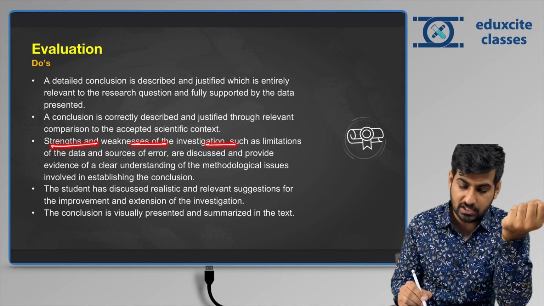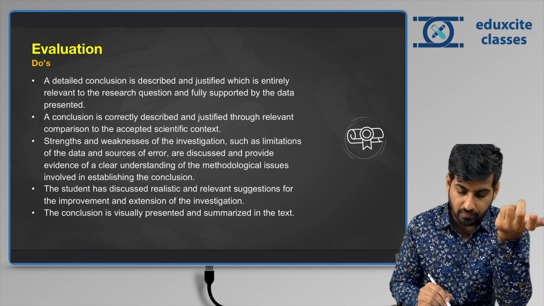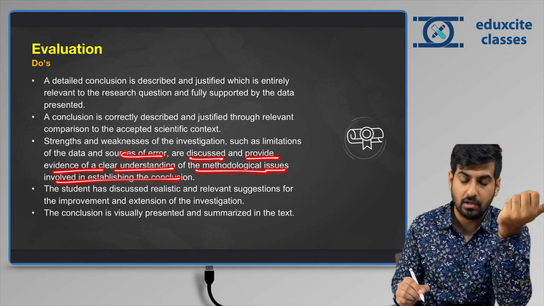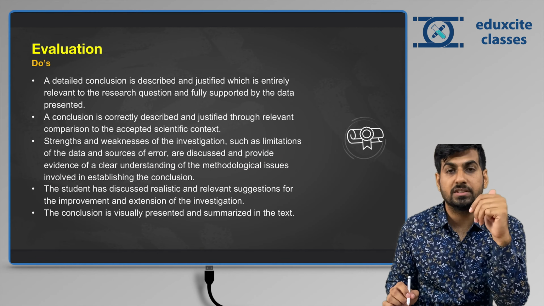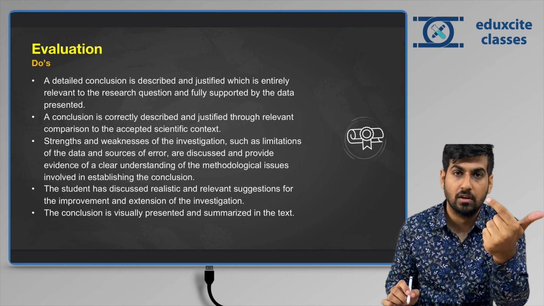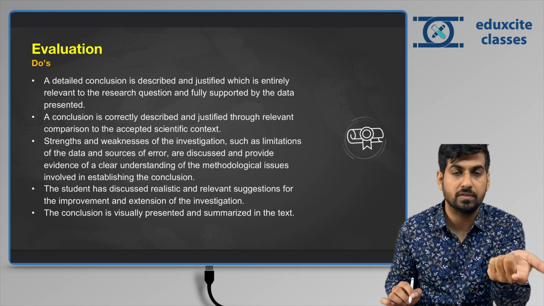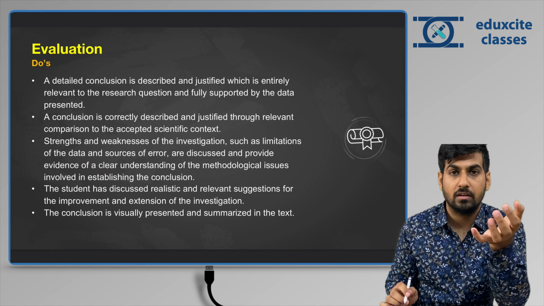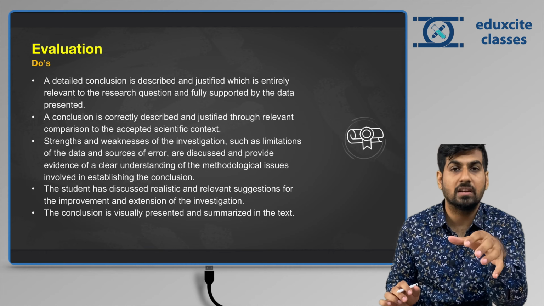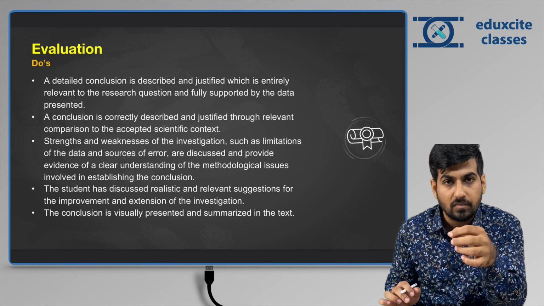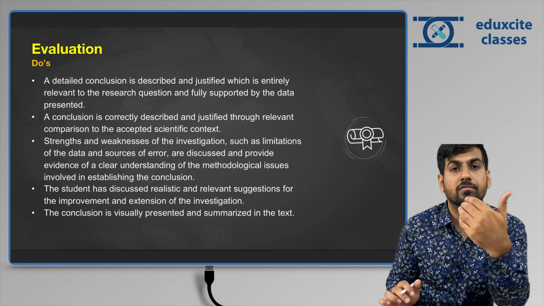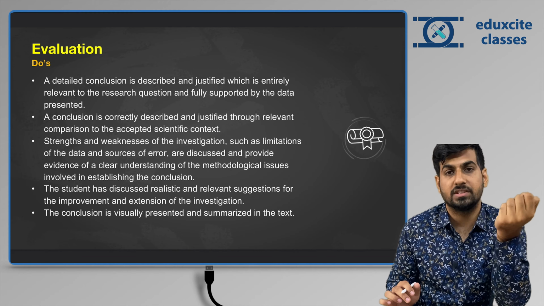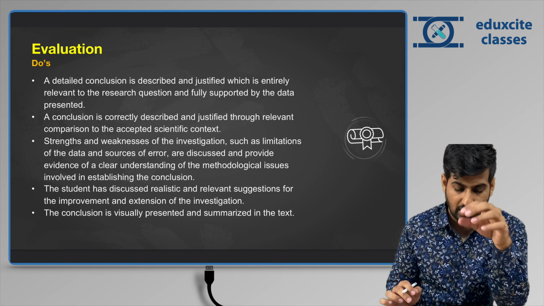Strengths and weaknesses of the investigation, such as limitations of the data and sources of error, are discussed and provide evidence of clear understanding of the methodological issues involved in establishing your conclusion. When you mention a certain strength or weakness of the methodology you followed for your Physics IA, provide evidence, accepting that this is your weakness, or this is where you went wrong. But if provided time, or in further future investigation, I can do that part. Okay, so that must be mentioned.